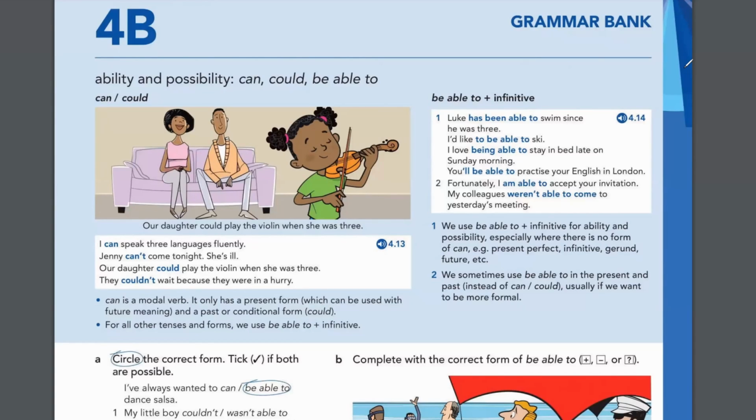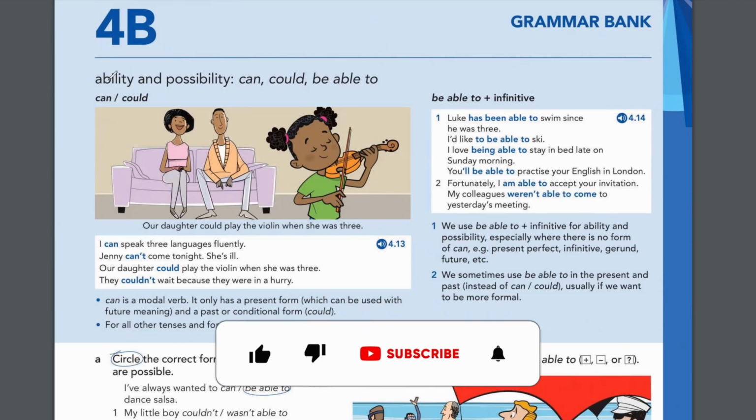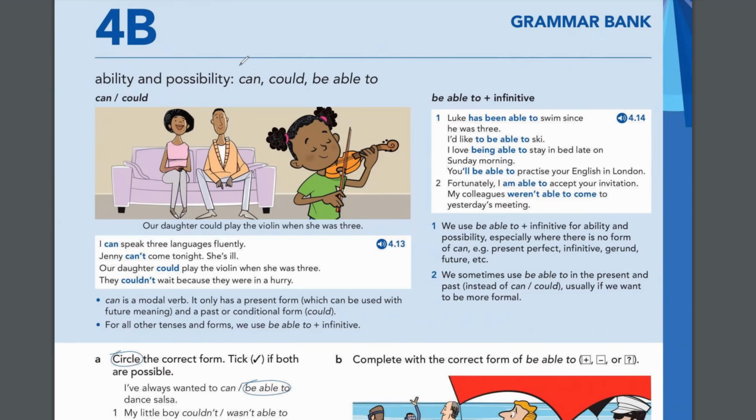English File, intermediate level, grammar, 4B, page 139. Unit 4B grammar is about ability and possibility. More specifically, how to use can, could, and be able to, and what the differences between them are.